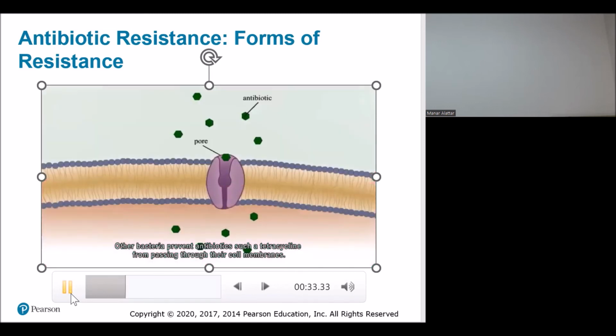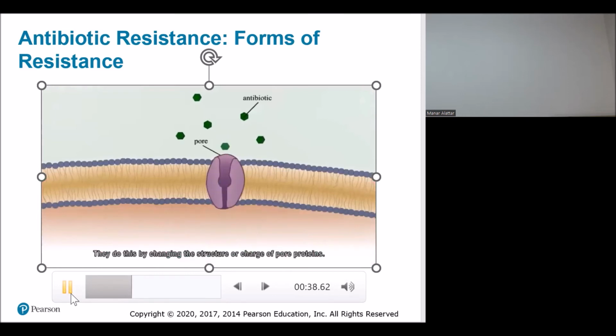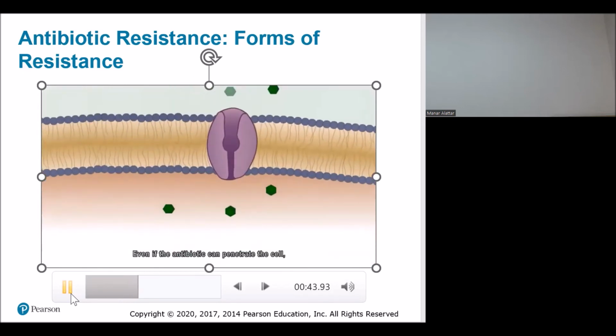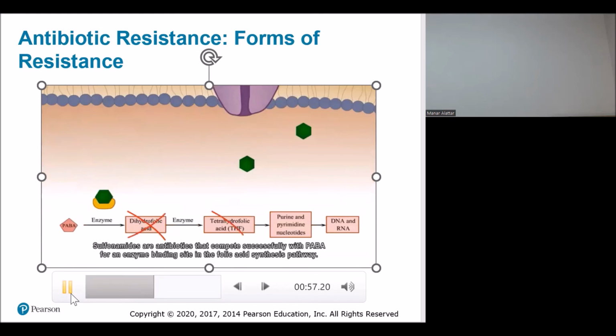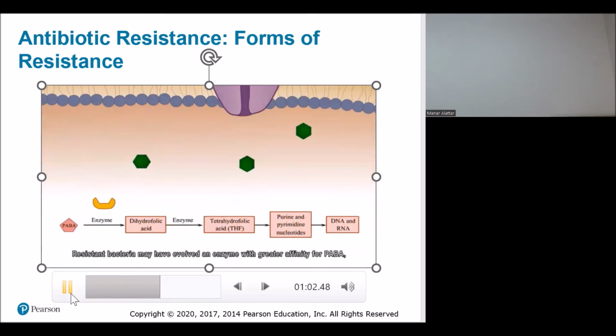Other bacteria prevent antibiotics such as tetracycline from passing through their cell membranes. They do this by changing the structure or charge of pore proteins. Even if the antibiotic can penetrate the cell, a resistant bacterium can make it impossible or more difficult for the antibiotic to bind to its target. Sulfonamides are antibiotics that compete successfully with PABA for an enzyme binding site in the folic acid synthesis pathway. Resistant bacteria may have evolved an enzyme with greater affinity for PABA, thus making the sulfonamide less effective at blocking the folic acid pathway.